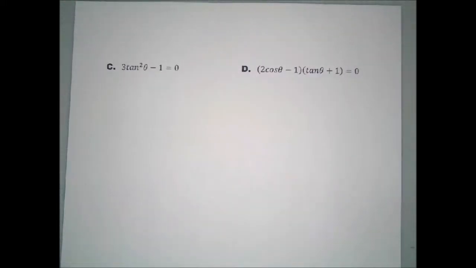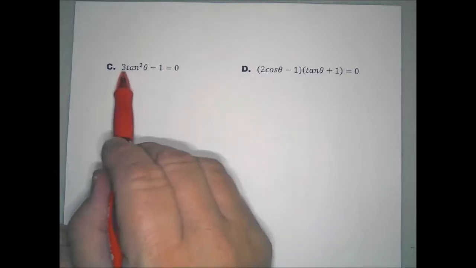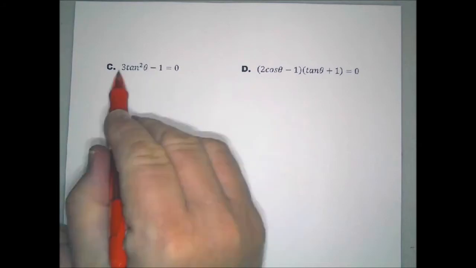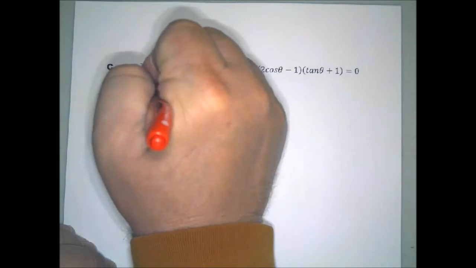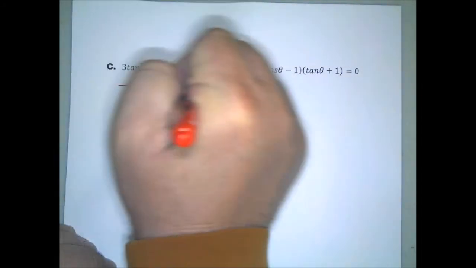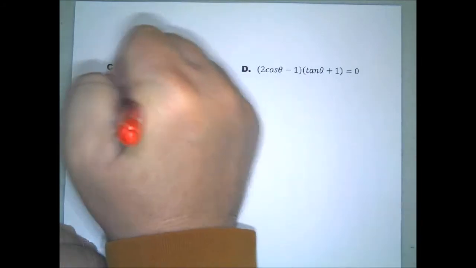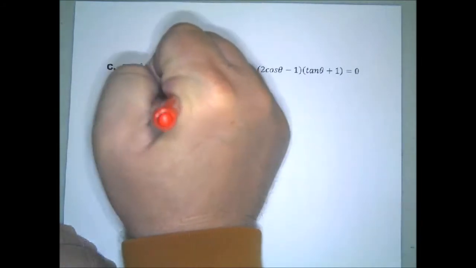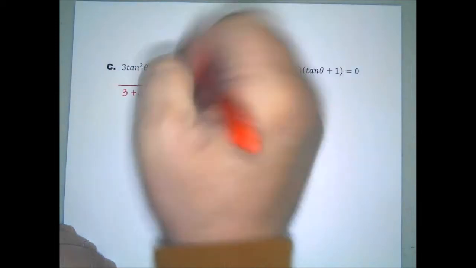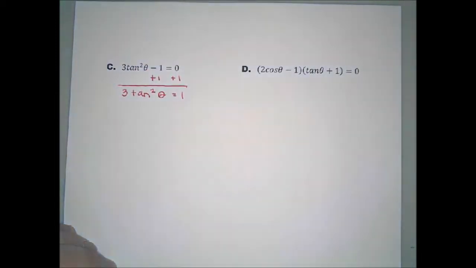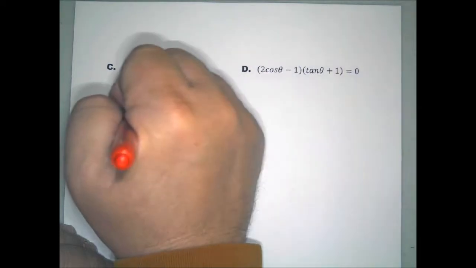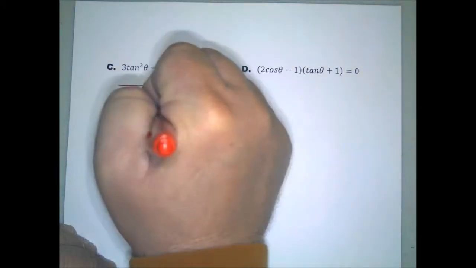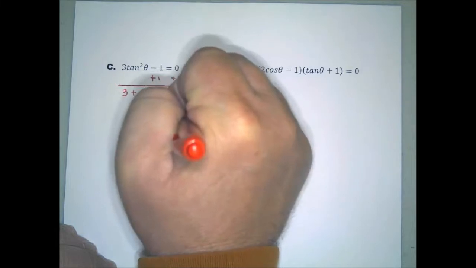A quick look at example C is going to tell you that that is not factorable. So I'm not even going to try to factor anything out of this. I'm just going to start solving by multiple step algebra. So the first thing I'm going to do is add 1 to both sides. And I'm left with 3 tangent squared theta equals positive 1. Now I'm just going to divide both sides by 3 to get rid of that leading coefficient. And I'm going to get tangent squared theta equals 1/3.